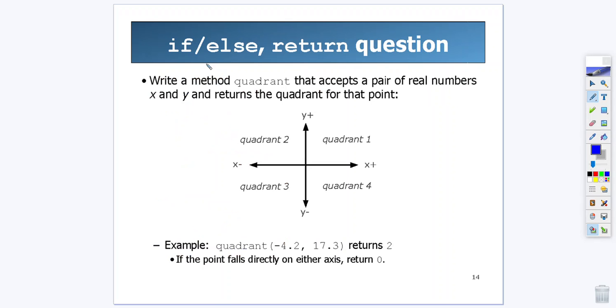So let's say we wanted to write a method that accepts a pair of real numbers and returns the quadrant. Remember, in this quadrant, x and y are both positive. In this quadrant, x is negative, y is positive. In this quadrant, x and y are negative, and in this quadrant, x is positive and y is negative. So in quadrant 1, x and y are positive. In quadrant 2, x is negative, y is positive, etc.